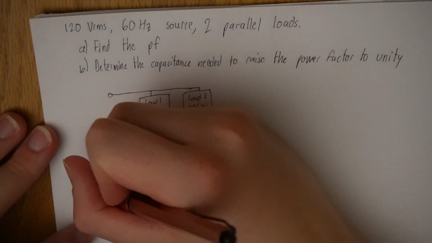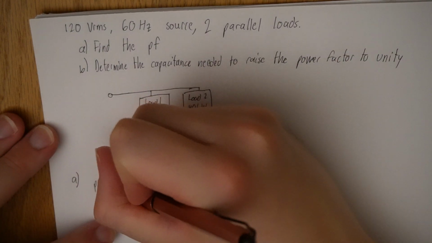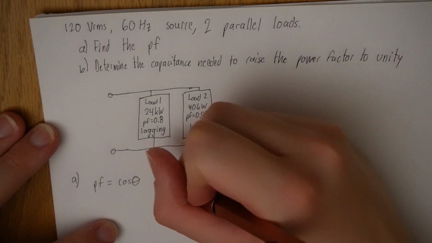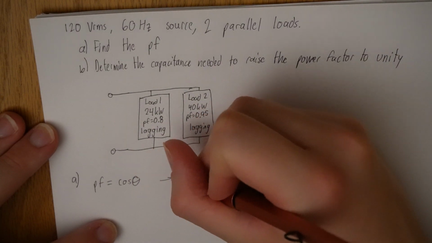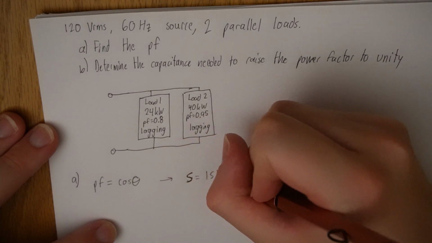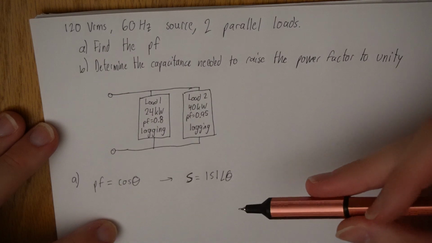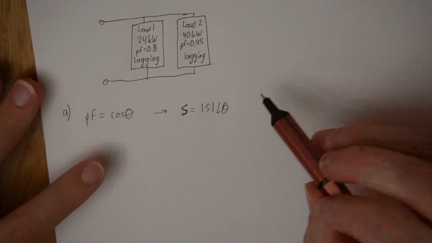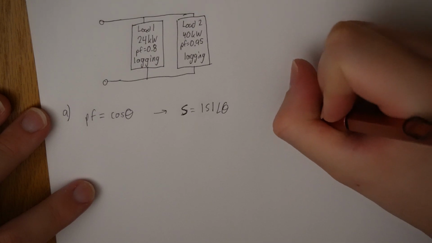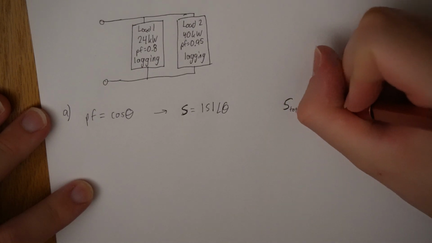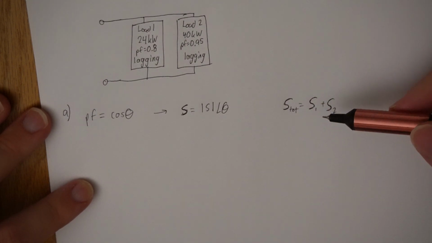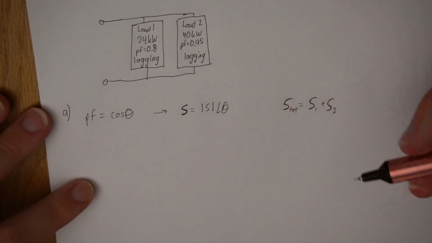Well, the power factor is equal to cos theta, where theta comes from the complex power, where S equals magnitude of S angle theta. But this is the total. So what I'll have to do is find, let's call this S total equals S1 plus S2. I'll find the complex power for load 1 and for load 2.